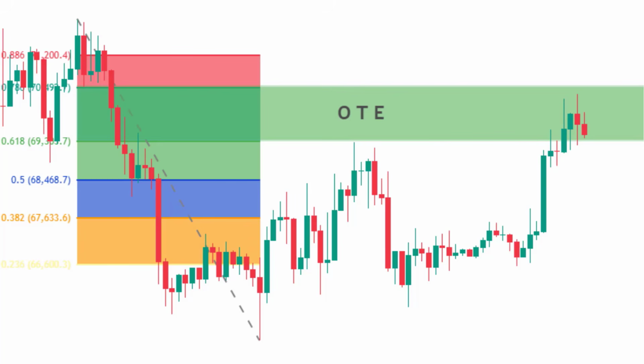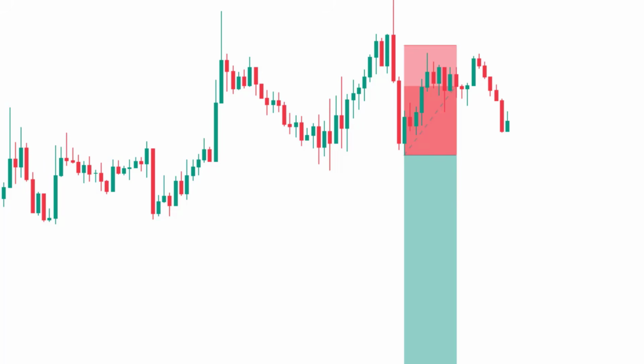And this is a very important level, because when price reaches this zone, the probability of a reversal becomes significantly higher. But here's the key point. Just reaching the optimal trade entry zone is not enough. We still need confirmation. We need to see strong price action or a valid setup in the direction of the reversal. And here on the 15-minute chart, we can clearly see that confirmation.